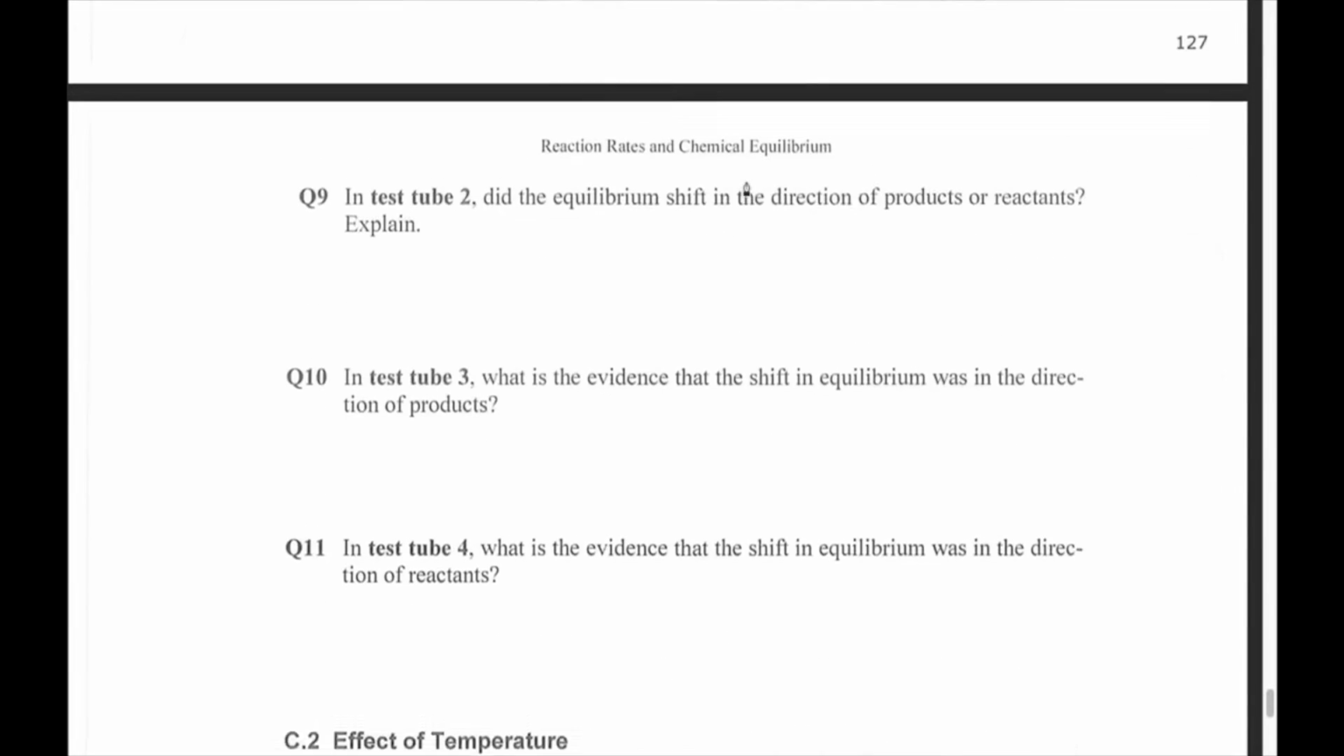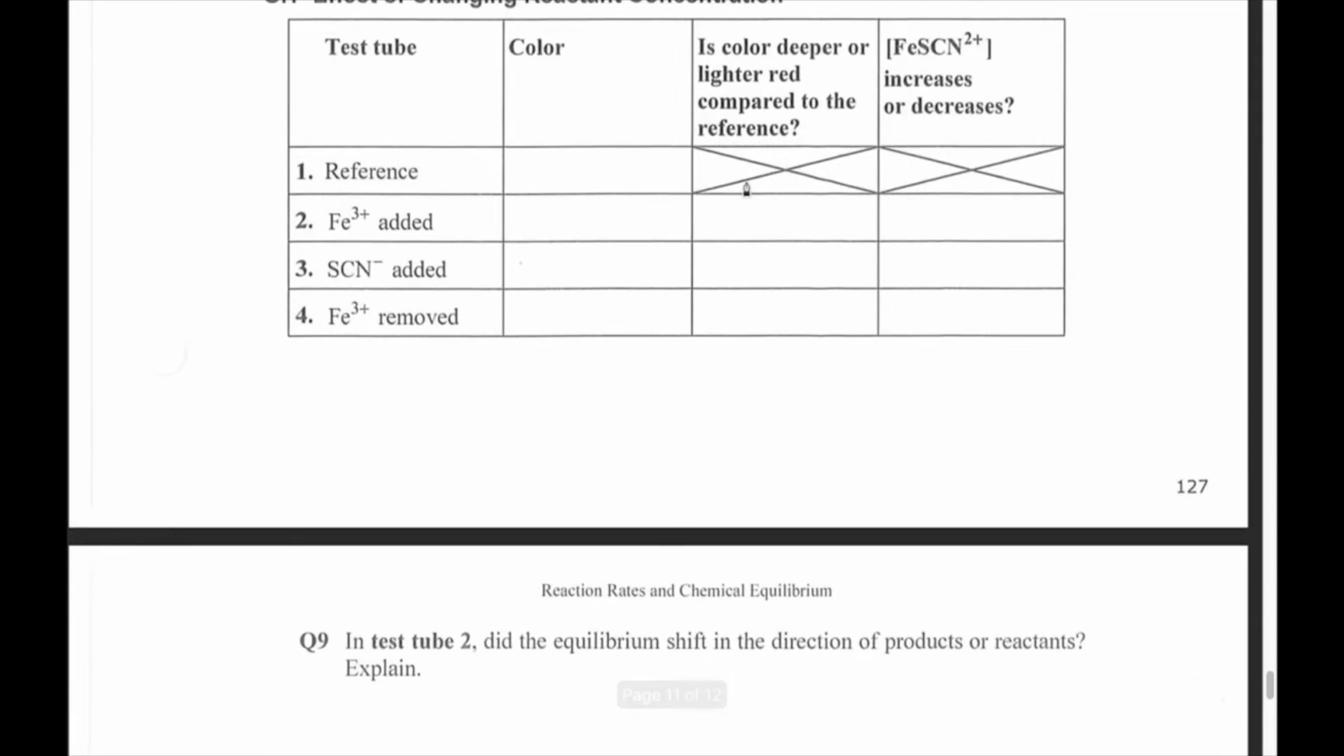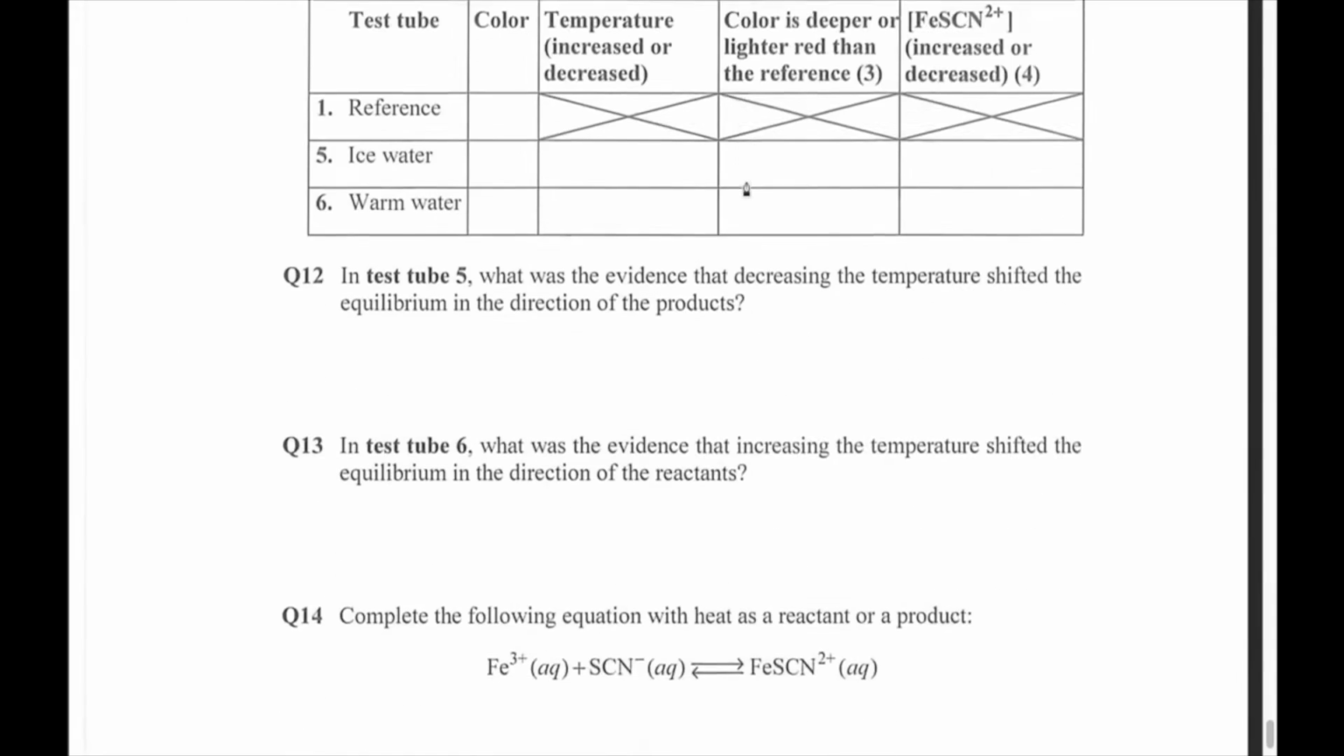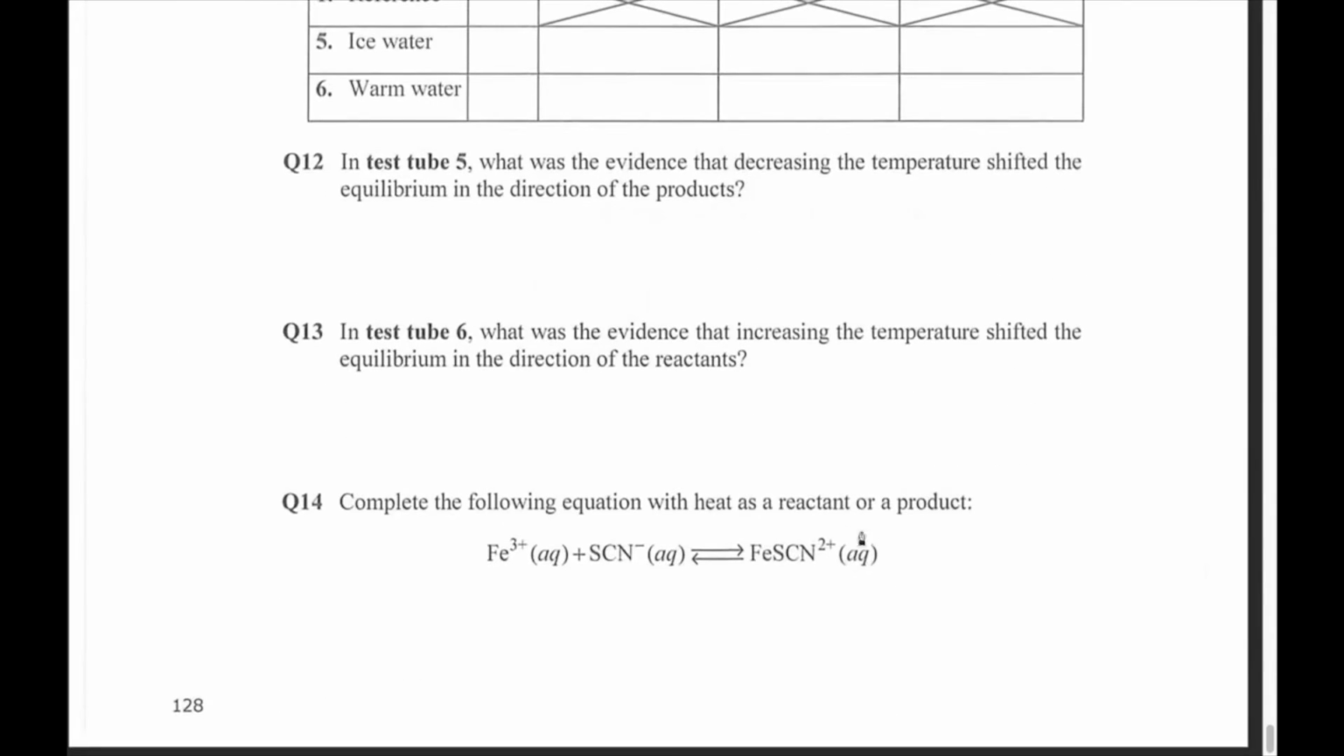All right, so I think most of that should be relatively straightforward. When we get to that last part, question 14 over here, all you've got to do here is you just have to add heat. If heat is a reactant, you would just add heat plus on the left-hand side. It's just saying heat plus iron 3 plus thiocyanate gives us that complex. Or if you determine that heat is a product, then you would put heat on the right-hand side of the equation. You just have iron thiocyanate complex plus heat. You would write that over here.